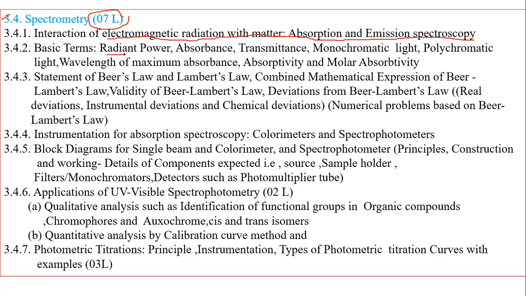Then basic terms like radiant power, absorbance, transmittance, and monochromatic light, polychromatic light. These things we are going to learn. After that, wavelength of maximum absorbance, absorptivity, and molar absorptivity. These terms and concepts are what we are going to learn.